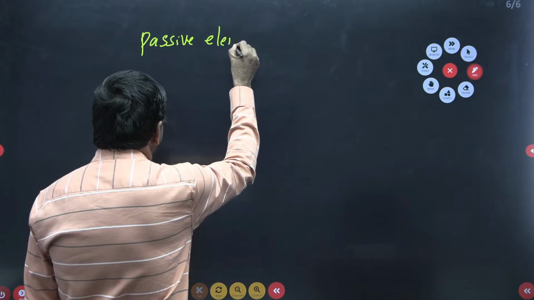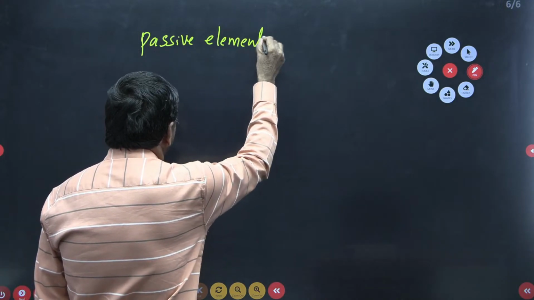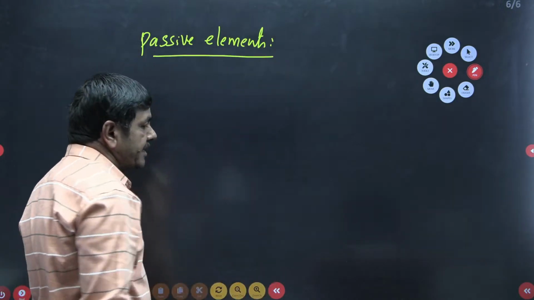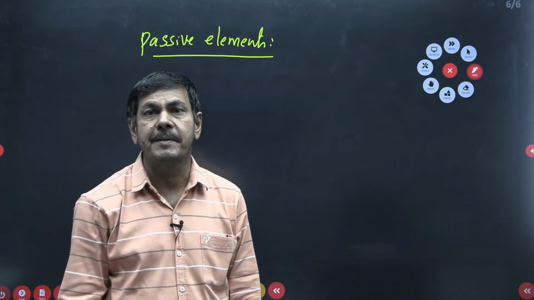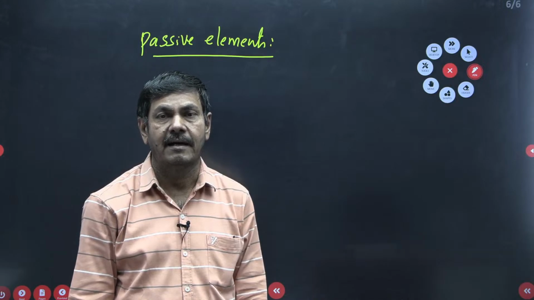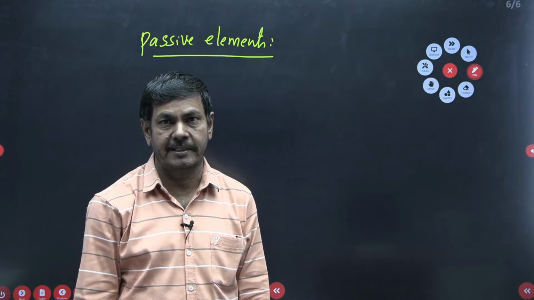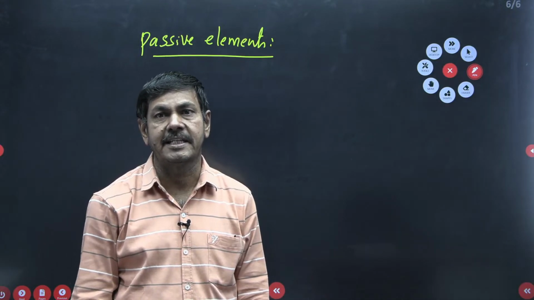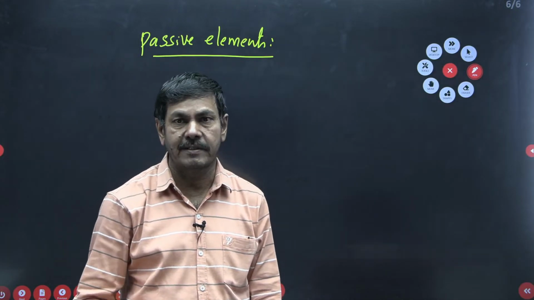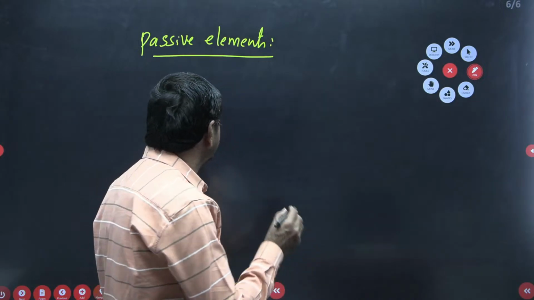Passive elements. Passive elements means the elements which can store or dissipate energy are called passive elements only. Example: resistor, inductor, capacitor. These three elements will come under passive elements only. That's how we can define it.